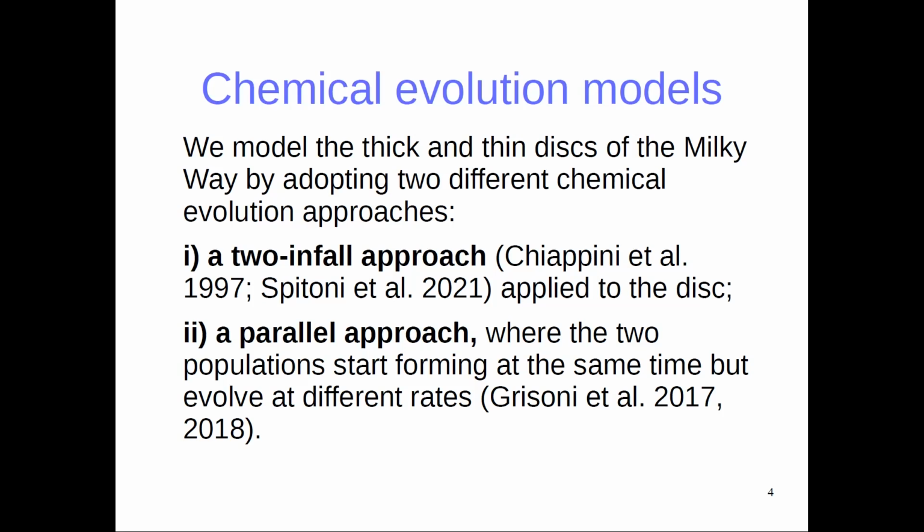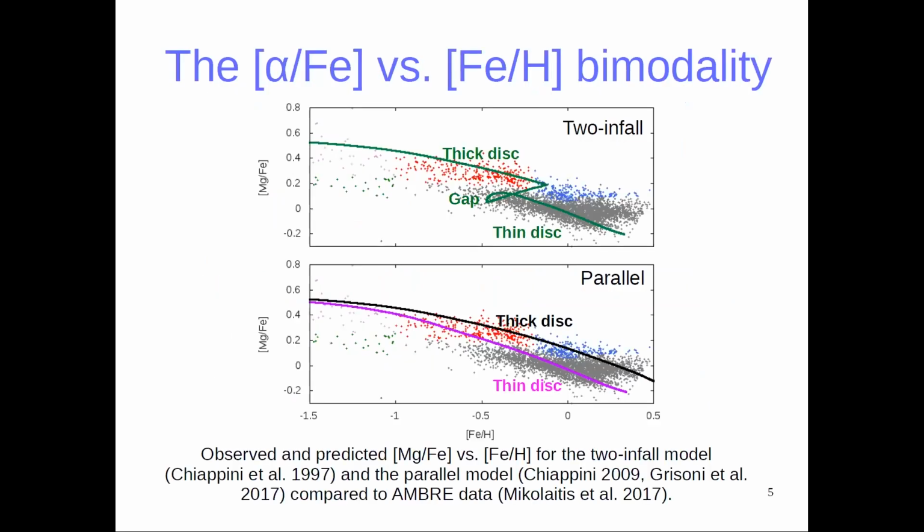And this is what we have in the [alpha/Fe] versus [Fe/H] diagrams for the two scenarios, the two-infall and the parallel. So in the two-infall, we have a first phase corresponding to the thick disk formation that matches the thick disk data. Then we have a gap due to the assumed threshold in the star formation process, and then the thin disk forms thanks to a second infall event and evolves much more slowly, matching the thin disk data.